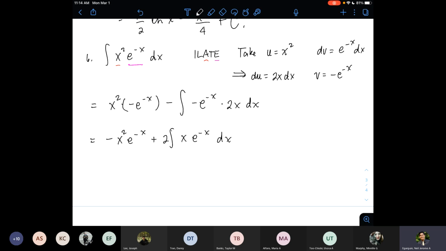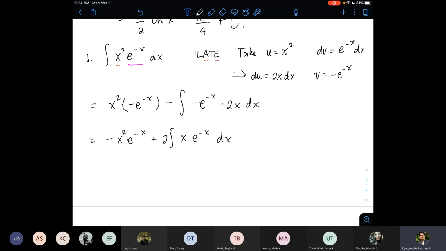Now I have a bit of a problem here. Look at the integral that we have at this point. This guy is still a product. And no matter what I try, a u substitution here will not work. But I realize, oh, this is another product. So that means I can use IBP one more time.